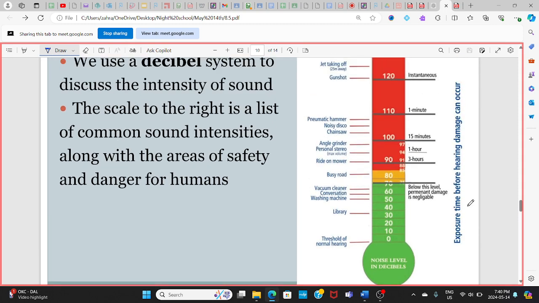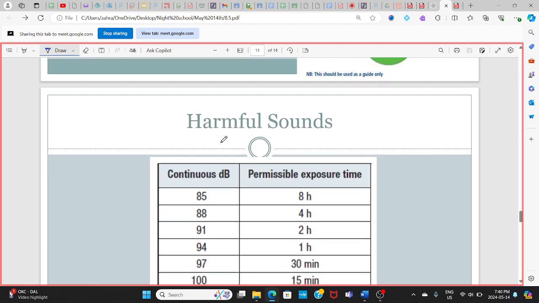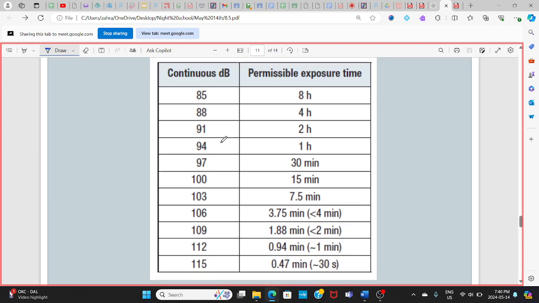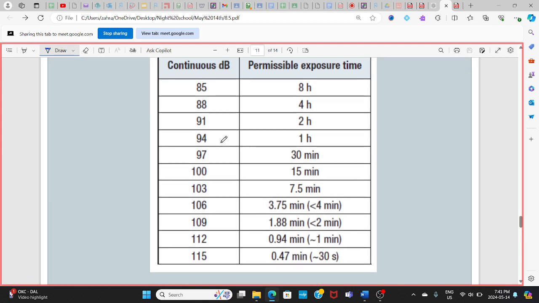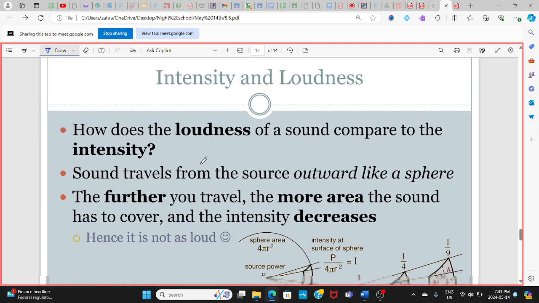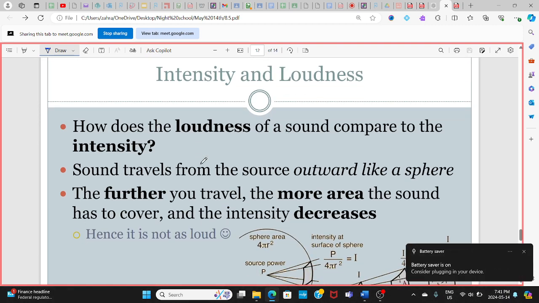So this shows the exposure time before hearing damage can occur, right? These are the times before damage occurs for the different sound intensities. Now, intensity and loudness. I need to connect my laptop to the charger.